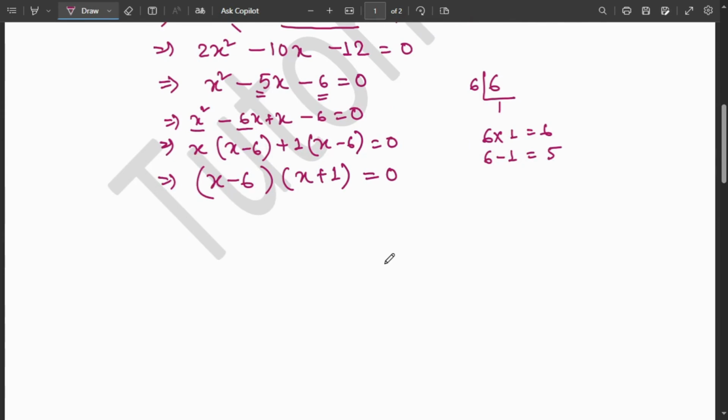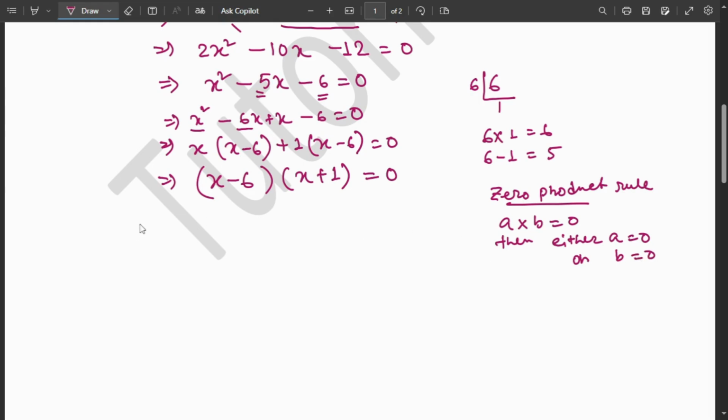Okay, so now we apply the zero product rule. Remember the zero product rule? What is the zero product rule? Zero product rule: a into b equals to 0, then either a equals to 0 or b equals to 0. So here either x minus 6 equals to 0, that becomes x equals to 6, or x plus 1 equals to 0, which gives x equals to minus 1. So here we get the values of x are 6 and minus 1.